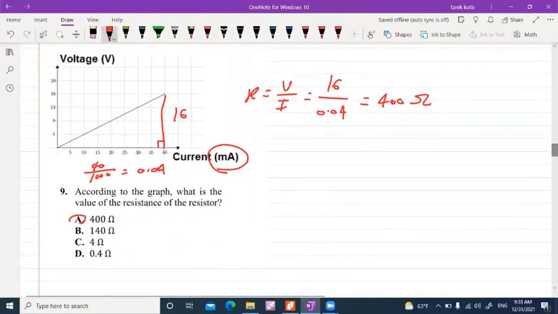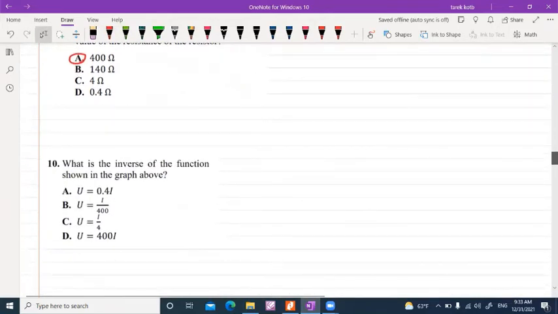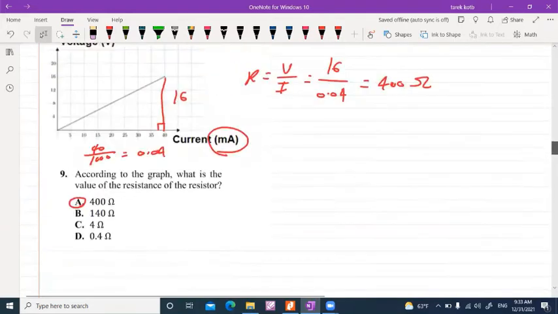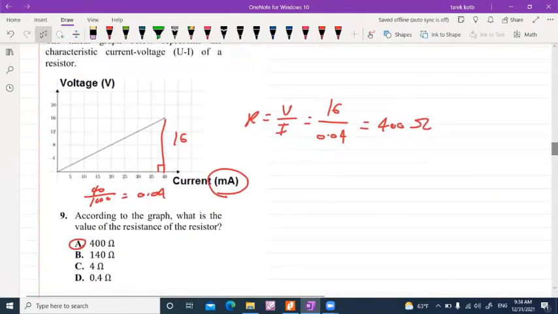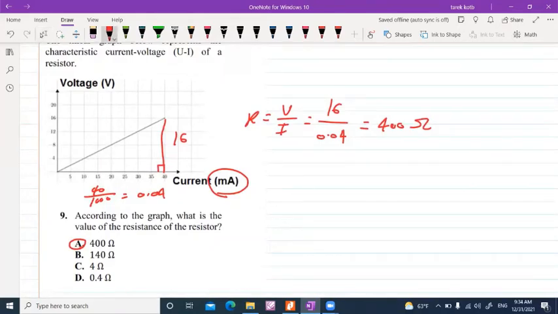Number 10, what's the inverse of the function shown in the graph? Where is the function in the graph? There is no function here, but can you write the function now, since you know the slope? Yes. If the line is passing through the origin, there is no y-intercept. So since it's a linear equation, it will be y equals mx only. Since the y representing the voltage, I can say the voltage equals, the m is the slope, which is 400, and the x representing the current, I.